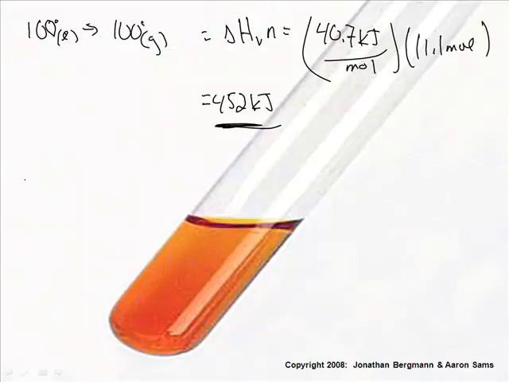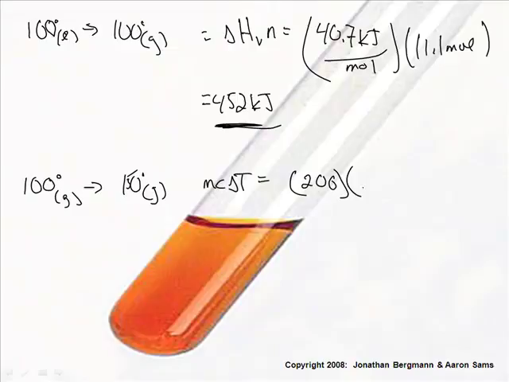And lastly, this is a long problem, 100 degrees as a gas, as steam, to 150 degrees as a gas. So that'll be mc delta T, which will be 200 grams. Now the specific heat of steam is not the same as water. It's 2.0, so 2.0 times 50 degrees. And this gives us 60,000 joules, which is just 60 kilojoules.